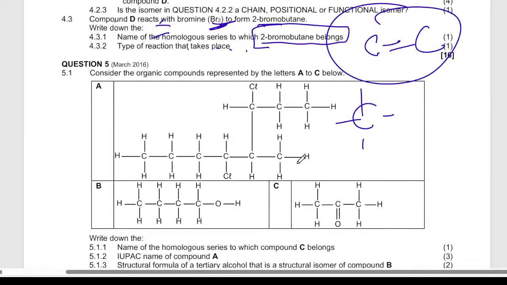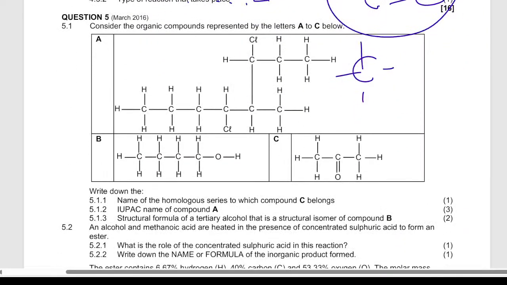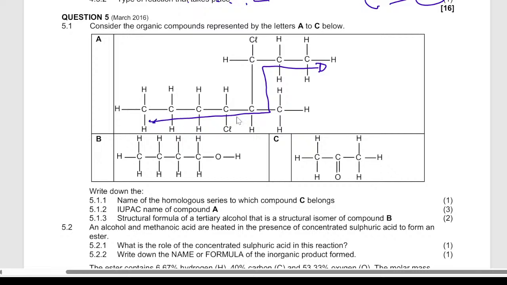Then we go to the next question. They are saying, consider the organic compounds represented by letters A to C. What are they saying? We can first identify the homologous series, which functional group is on each. If you look at this, these are halides.